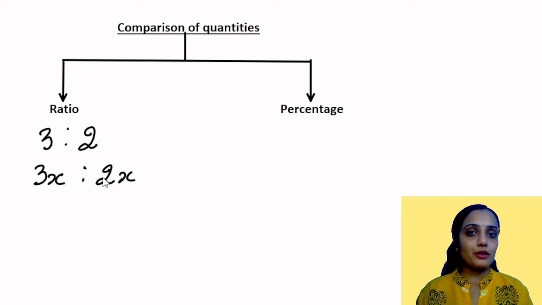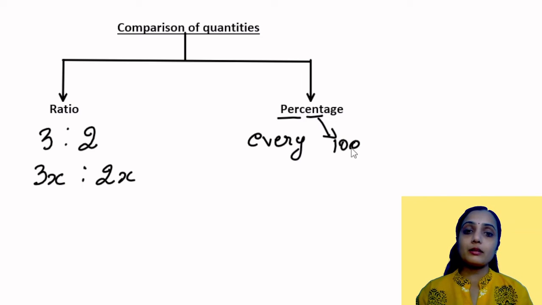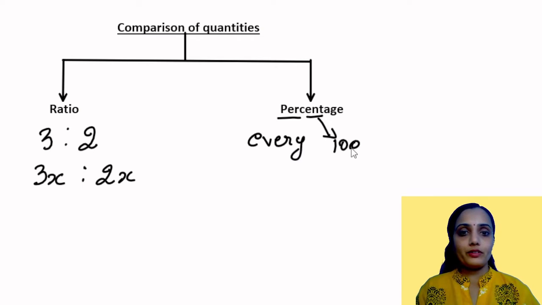Then we have another type of comparison using percentage. We will come to percentage in the coming videos, but to just give you a sample, when we say per, that means every. Cent means 100. So we are turning down everything in terms of a denominator of 100 and comparing the numerators. So the comparison becomes even easier. So that is percentage. Now continuing with ratios, let's move ahead.